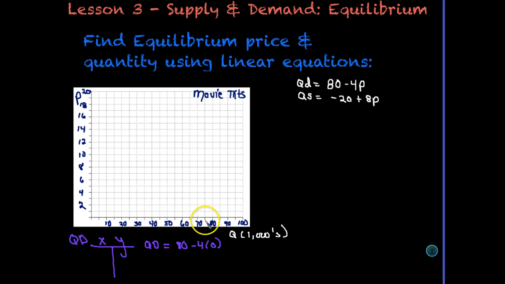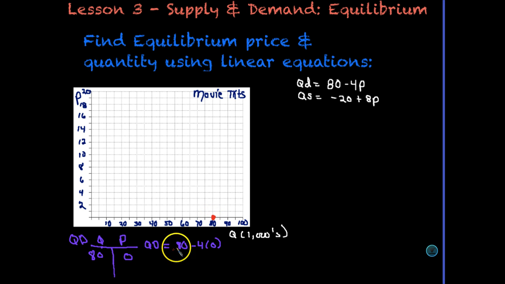Now notice we have quantity demanded here, so what I should really write instead of x and y is what we're comfortable with. We'll look at the quantity demanded here and the price here. So when I turned my price into 0, the quantity demanded is 80. So I'm just plugging in points. If we were to plot that here on our curve, that would be right here. So for a price of 0, quantity demanded is 80.